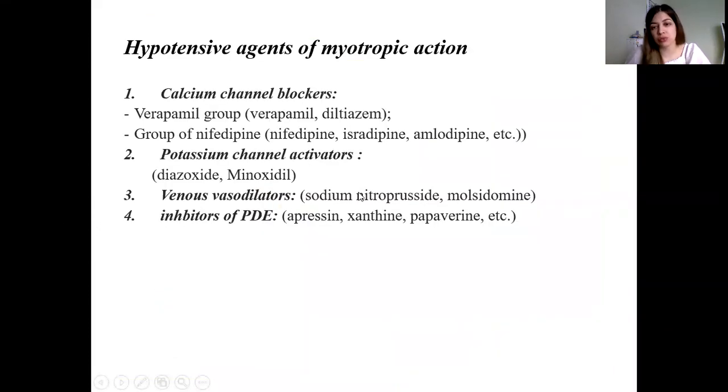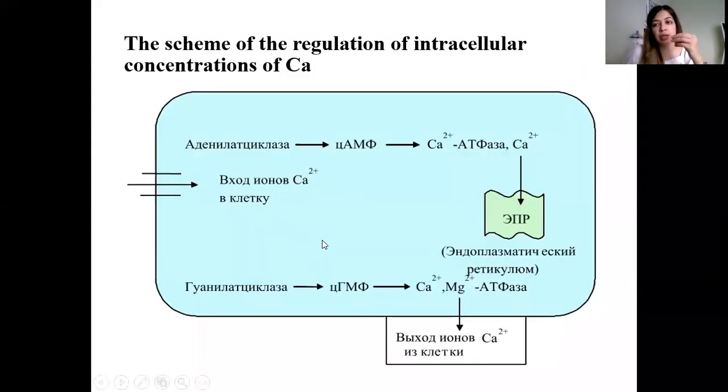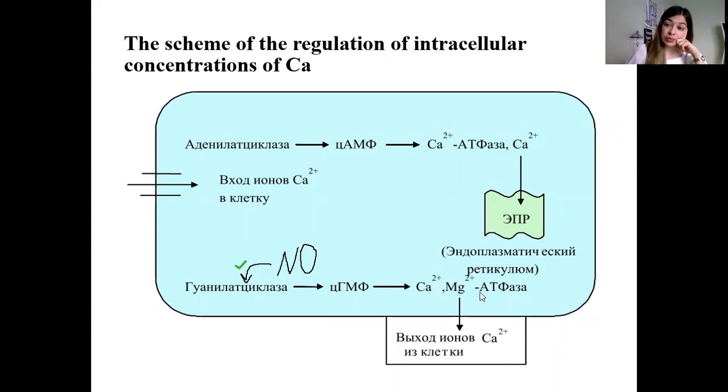Venous vasodilator, sodium nitroprusside, multivitamin. Okay, what do they do? Sodium nitroprusside, for example, is a donor of NO, nitric oxide. Nitric oxide is the molecule which stimulates guanylate cyclase for the synthesis of cGMP and then activation of calcium-magnesium ATPase, which brings calcium out of the cell. So we again have less calcium. Okay, so this is our final mechanism of reducing the calcium inside the cell.